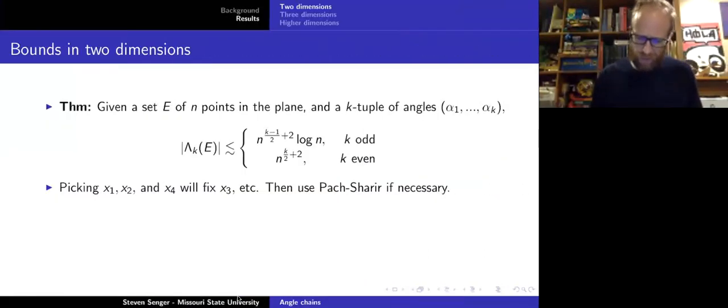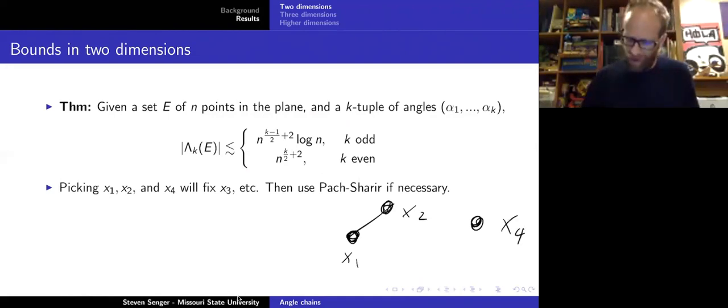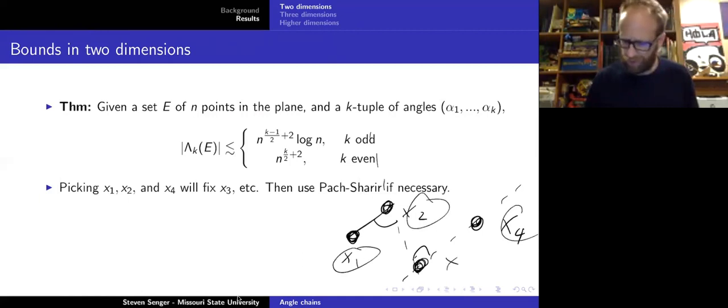And the reason for this is, if I fix x1 and x2, and then I fix x4, and I'm looking for this particular angle to occur, then it's got to occur along this line. And if I'm looking for this line and this angle to occur, then the choices of x1, x2, and x4 essentially fix our choice for x3.